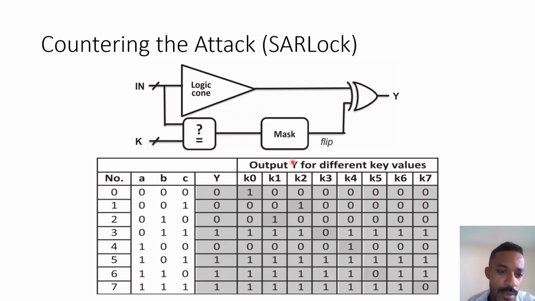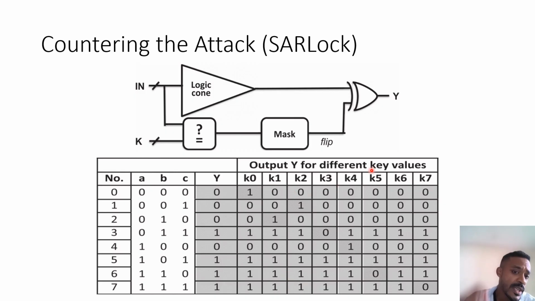Let's look at the truth table of the circuit. Here we have the 3 inputs. Our circuit only has 3 inputs. The truth table of the correct circuit is going to have 8 rows. And here we have the output of the circuit for different key values. Here we're assuming the key is also 3 bits long. So that's the actual output of the circuit, and each of these columns tells us what the output of the circuit would be if the corresponding key is applied.